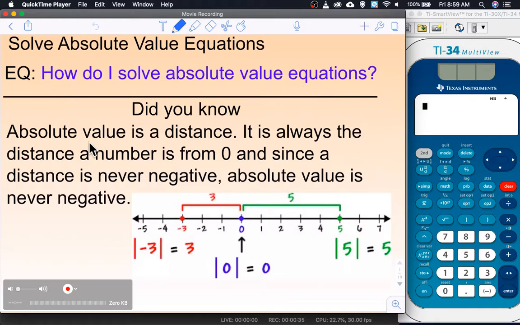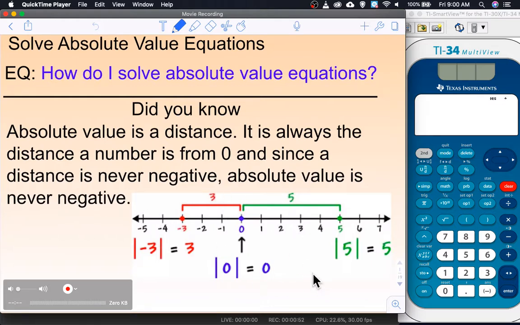Did you know that absolute value is a distance? You think of it more as a number or an operation, but it's really a distance. It's always the distance a number is from zero. And since a distance is never negative, absolute value is never negative.